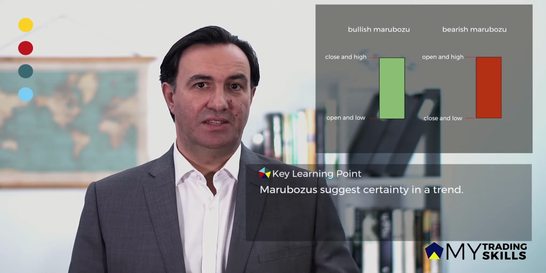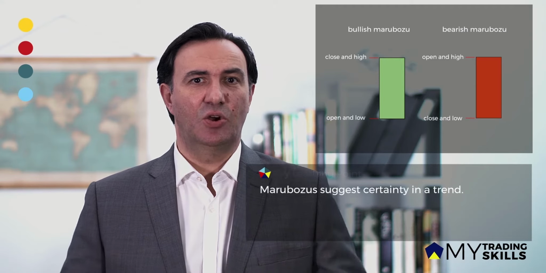A MARUBOZUS pattern can be identified by their large bodies relative to the candles around it and their lack of a wick. These candles occur when one set of participants is in complete control of the trend.